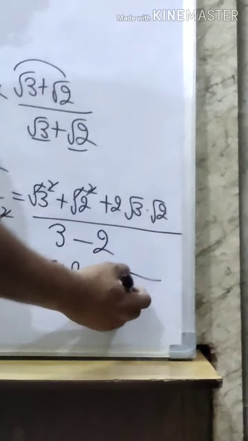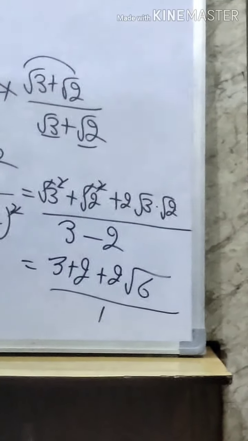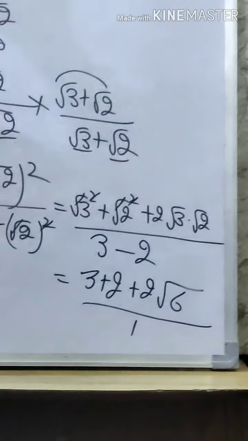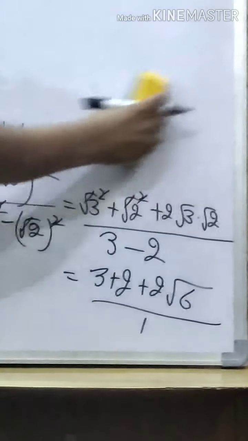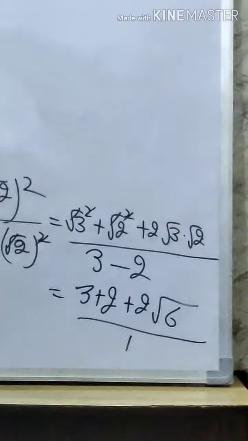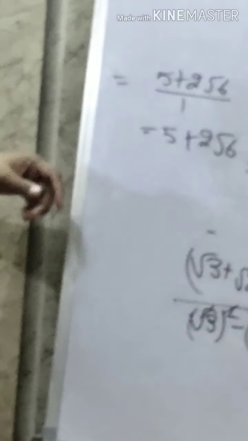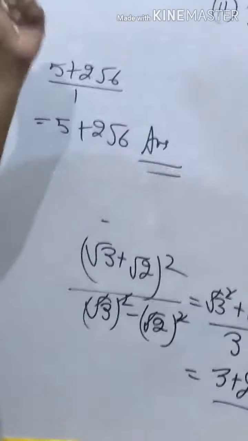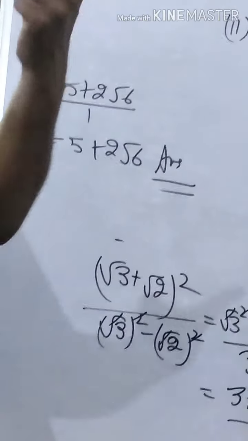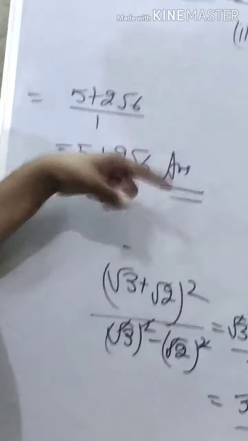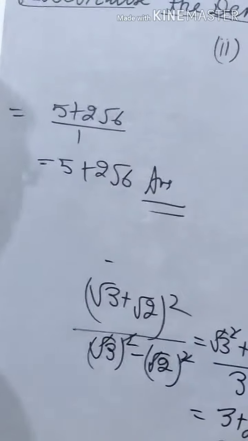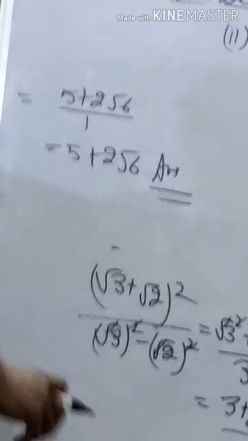These are two irrational numbers. Multiply: 3 minus 2, 1. Clear this? So, my dear students, 3 plus 2, 5 plus 2 root 6, upon 1. So 5 plus 2 root 6 is the answer of part 1. As we are told, rationalize the denominator. When two terms are there in the denominator, then change the sign, then you will get the answer. Very simple. Now, one more.